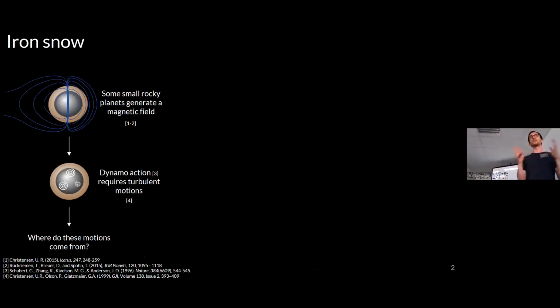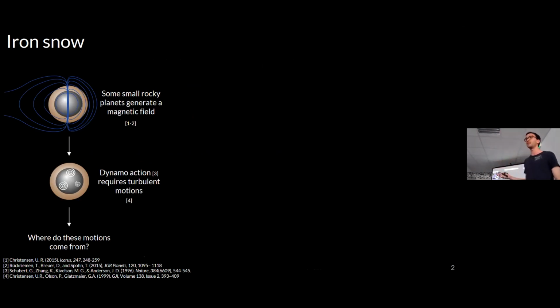So the starting point with iron snow is that we observe that some small rocky planets like Mercury generate their own magnetic field. We believe it is generated by dynamo, which means that there are motions at the center of the planet, moving charges, and this creates the magnetic field. Very well, but we just don't know where these motions come from. And so we believe iron snow is an appropriate candidate.